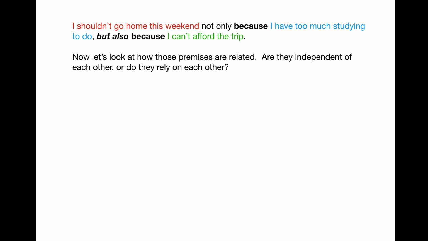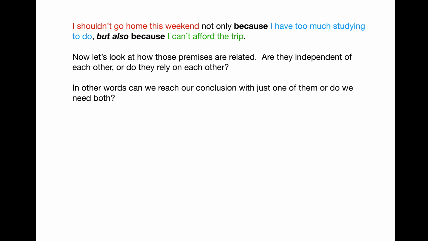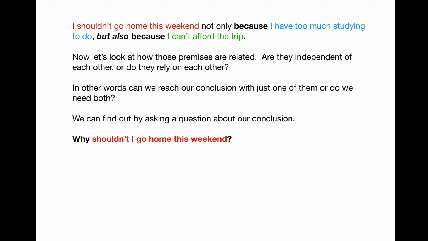So now let's look at those premises and how they relate to each other. Are they independent of each other, or do they rely on each other? Do they need each other to make the conclusion true, or can they make the conclusion true on their own? Okay, so do we need just one of them for the conclusion to be true, or do we need both of them? So we can find out by asking a question about our conclusion. Why shouldn't I go home this weekend, right? It's our test question. Because I have too much studying to do.